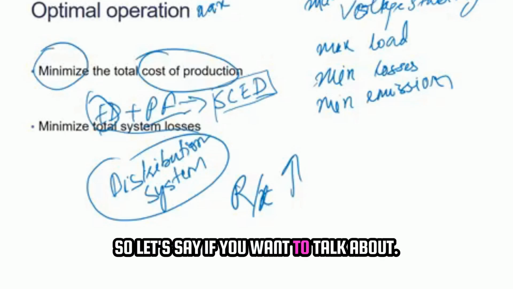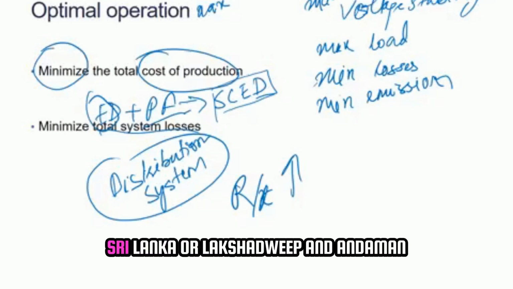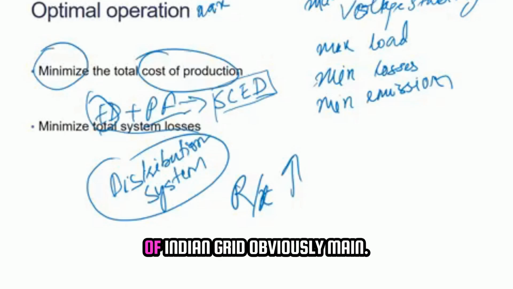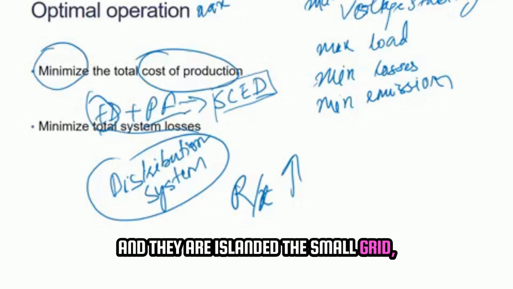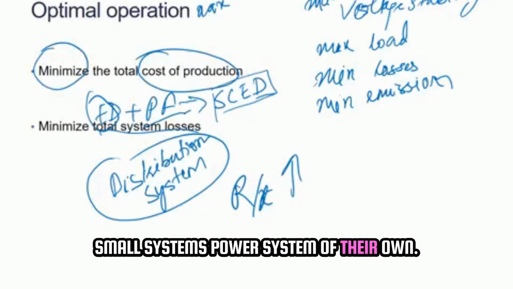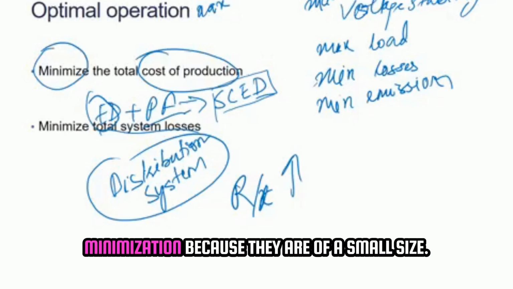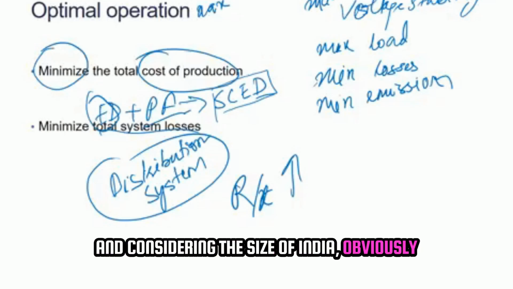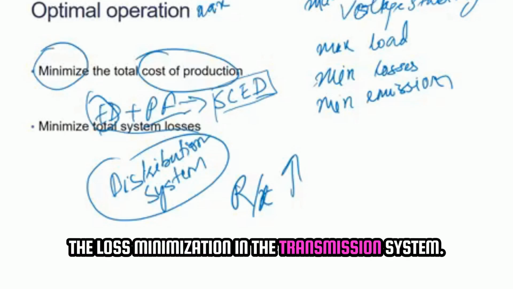So let's say if you talk about, I'm just giving an example, Lakshadweep and Andaman and Nicobar are two small islands of the Indian grid. Obviously they are not connected to the main grid and they are islanded. They are small power systems of their own. So there you also have to consider loss minimization, because they are of a small size, whereas considering the size of India, obviously you do not need to consider loss minimization in the transmission system.